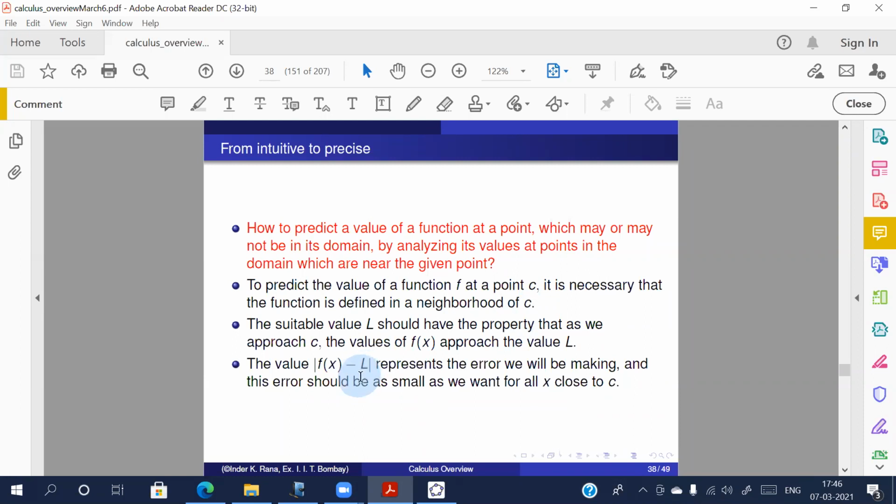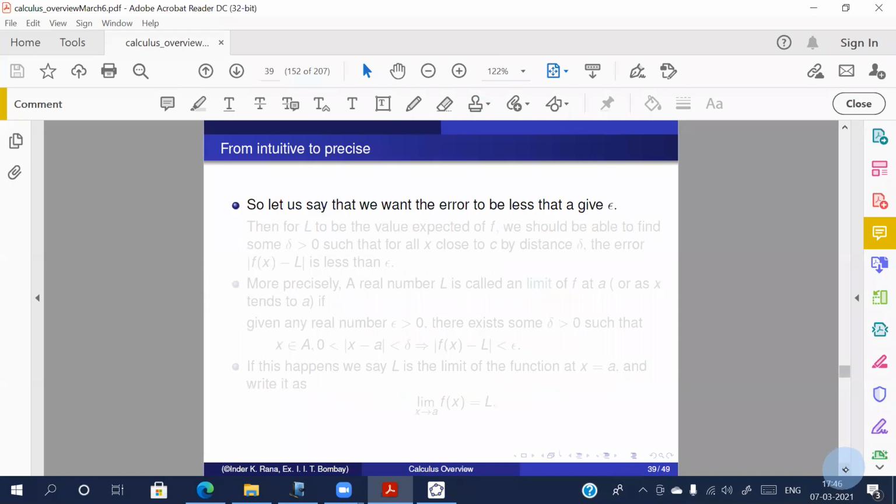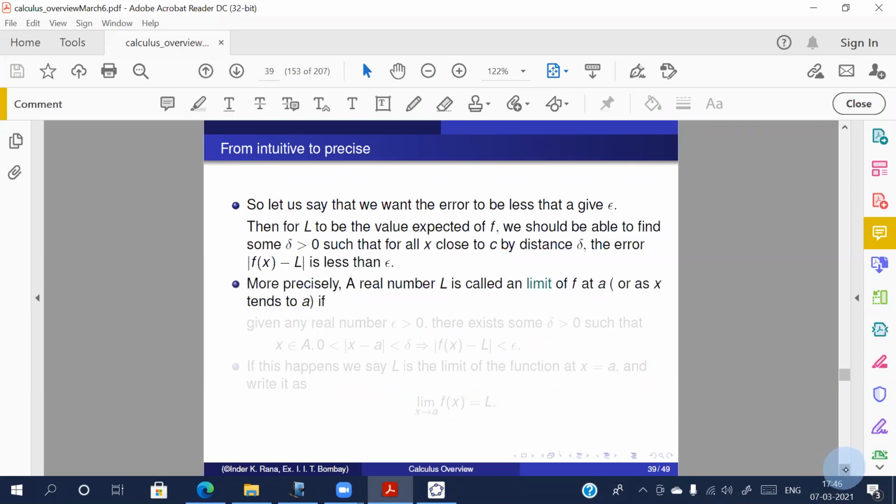So what we are saying is, take points close to c and look at the value f of x. If f of x is coming closer to L, then that is the value that we would like to predict for the function. This can be defined in another way, which is called the epsilon-delta method.